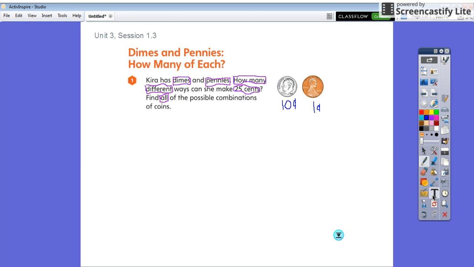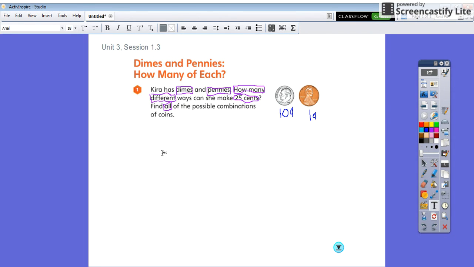Okay. Now I'm not going to draw all of these coins when I show my thinking. I'm going to use a D for dime and a P for penny. So to make 25 cents, she could have a dime, and another dime, which would be 10, 20. And then she would need pennies: 21, 22, 23, 24, 25. So in this case, she would have 2 dimes and 5 pennies. Okay, that's one way.